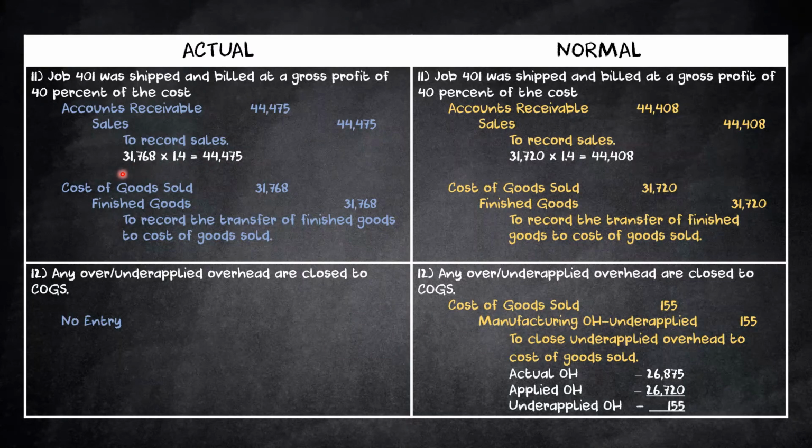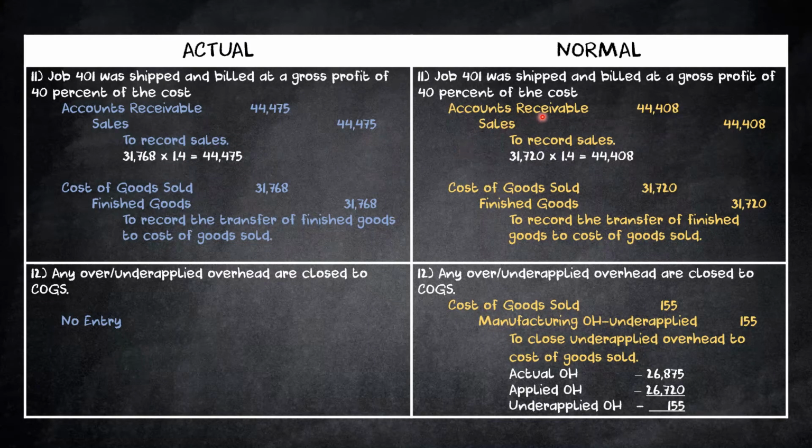31,768, or the cost of job 401, we multiply by 1.4. Saan naman nanggaling si 1.4? Ang sabi, gross profit of 40% of the cost. So, ibig sabihin nun, isang buong cost, tapos add mo yung 40% pa nung cost, that would be the selling price or the sales. Kaya magkakaroon tayo dito ng 44,475.